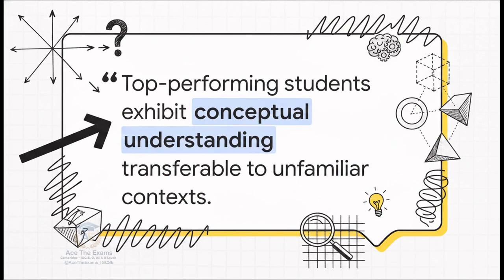The syllabus explicitly states that top-performing students exhibit connected, conceptual understanding transferable to unfamiliar contexts. I absolutely love this quote because it proves that Cambridge prioritizes analytical depth over superficial breadth. The examiners aren't trying to trick you. They're trying to see if your understanding is genuinely connected. If you have mastered the conceptual framework, your systematic analysis will transfer perfectly, no matter how weird or unfamiliar the diagram looks on exam day.